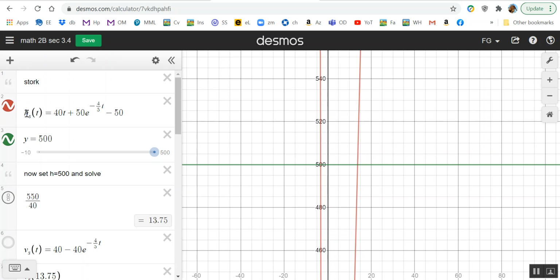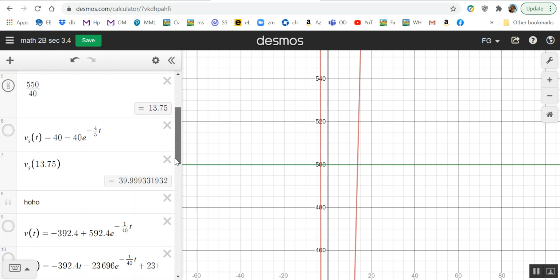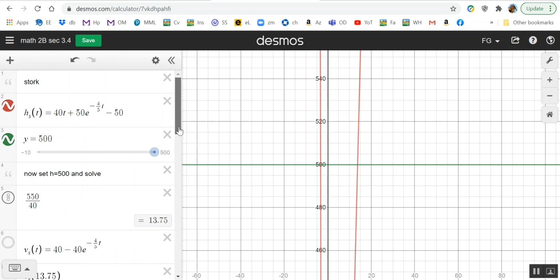Desmos doesn't like it if you use x as your function name. It thinks x is supposed to be the independent variable. So I named my height h, but since I had already used h in a problem below, I had to name this h sub s. So h sub s is my height, and we found if we ignored the exponential term that h was 500 when t was about 13.75 seconds.